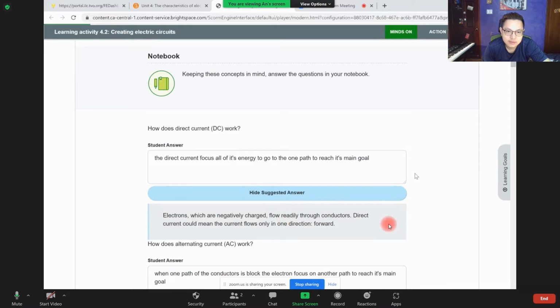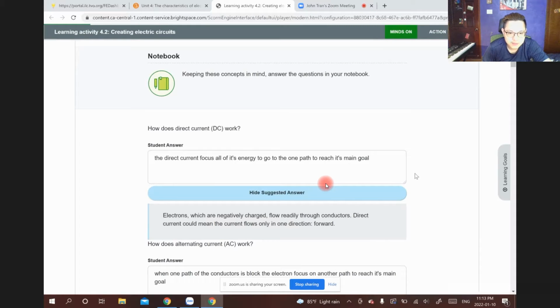Flows readily through a conductor. Direct current means flow in only one direction, forward. Be careful. DC, direct current, only means it flows in one direction. That should be the answer. One path to reach its main goal. But your answer is kind of fine too. I like it. But about this AC, I don't agree.